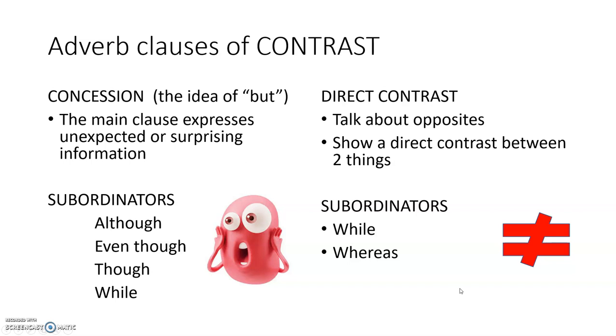Okay, next, adverb clauses of contrast. This is slightly complicated because there are two types of contrast meaning. One is called concession in grammar. It's kind of just a fancy way to say the idea of but. The main clause expresses unexpected or surprising information. And those subordinators are although, even though, and though. And also while can be used this way.